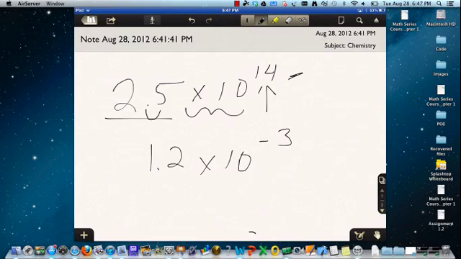Now, remember that when we're talking about a positive exponent, we're going to move our decimal place to the right. So I would move it over 14 places. It'd be a 25 followed by 13 zeros. If I'm talking about a negative exponent, I'm going to move my decimal place to the left. So I'm talking about 0.0012 would be what we're looking at right here.